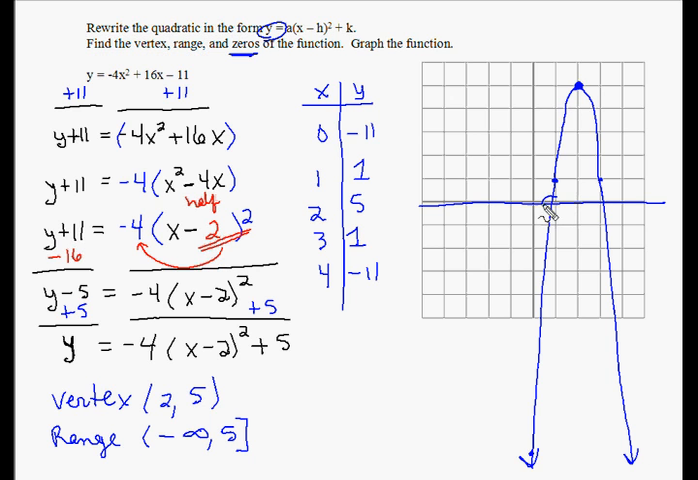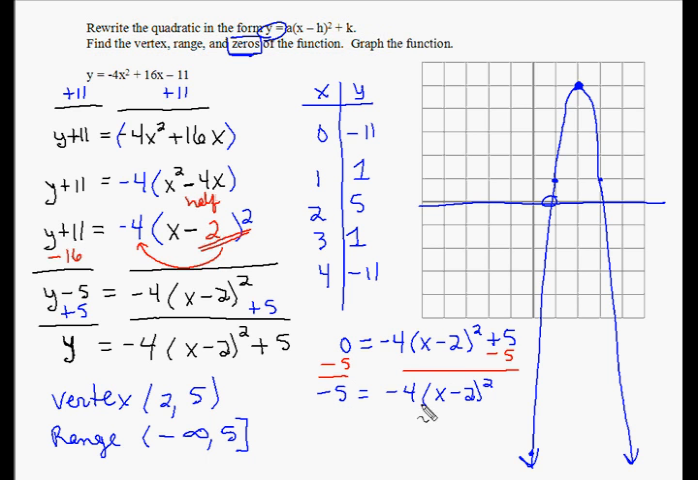Now the question is, where does it cross the x-axis? That's the zeros that they're looking for when they ask for the zeros. And the easiest way to find the zeros is to take this equation that you've completed the square with and set it equal to 0. So you have 0 is equal to negative 4 times (x minus 2) quantity squared, plus 5. So if we're solving for x and there's only one x in the problem, we'll get rid of the furthest thing first. We'll subtract 5 from both sides.